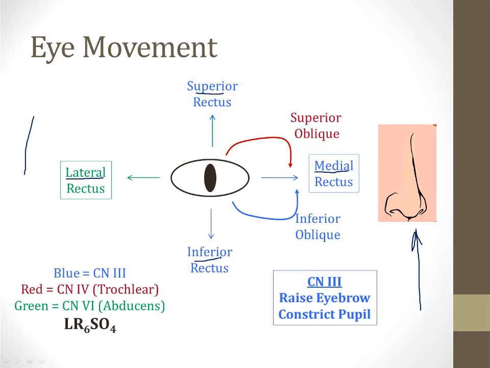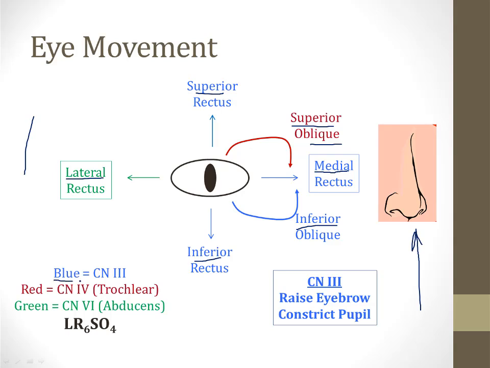The oblique muscles have a complicated effect on the eyeball. An easy way to remember them is that the superior oblique turns the eyeball inward and downward, and the inferior oblique turns the eyeball inward and upward. You may notice that I've used different colors to represent the muscles on the screen.